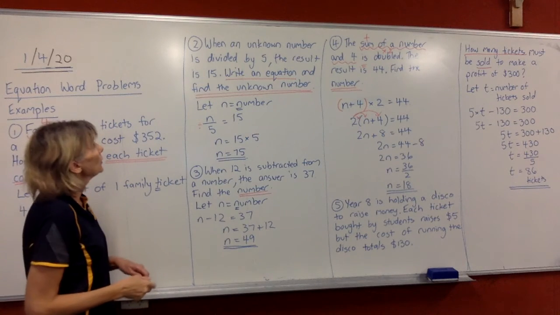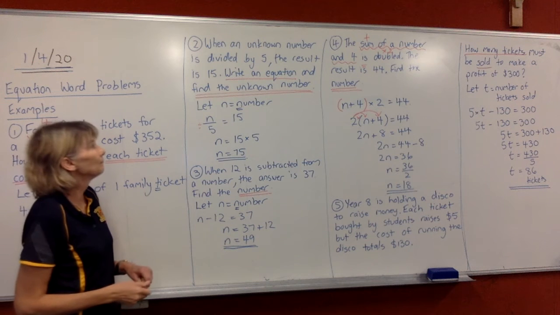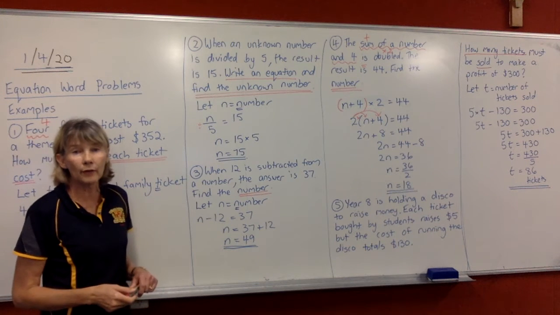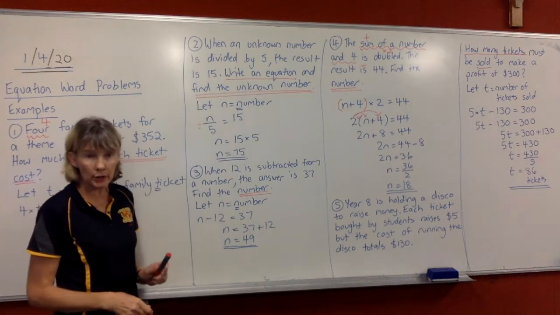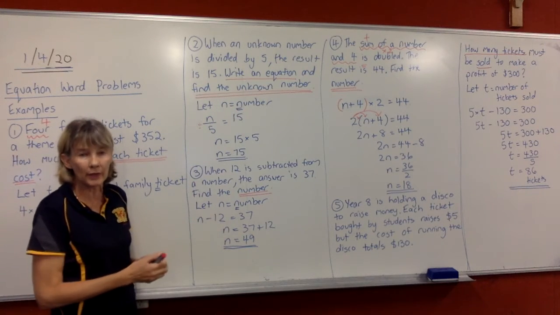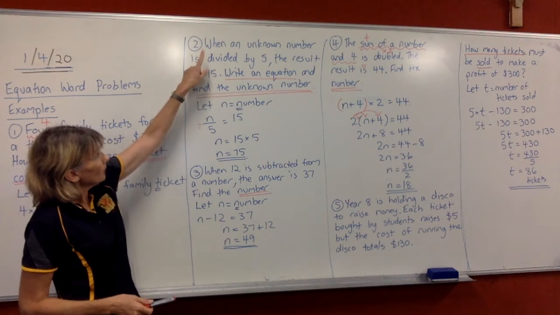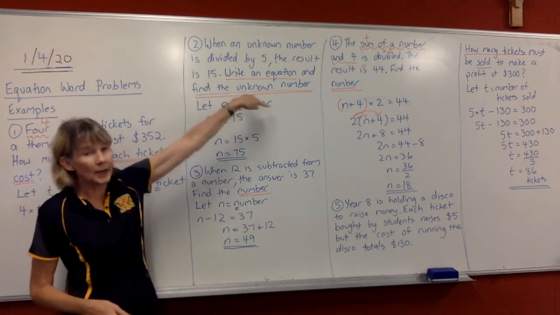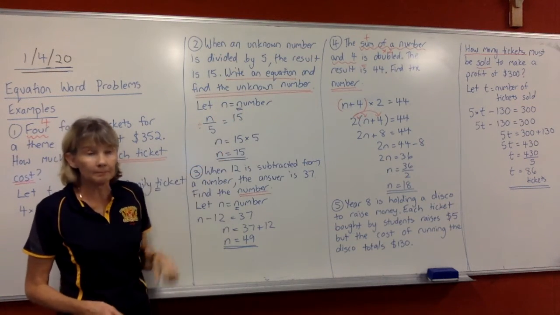Okay, the next question. When an unknown number is divided by 5, the result is 15. Write an equation and find the unknown number. So this time they've told you to write an equation, but I haven't written it in all of these, but that's what I want you to do. So, up here they've asked you to find the unknown number. So I can just say let n equal the number here.